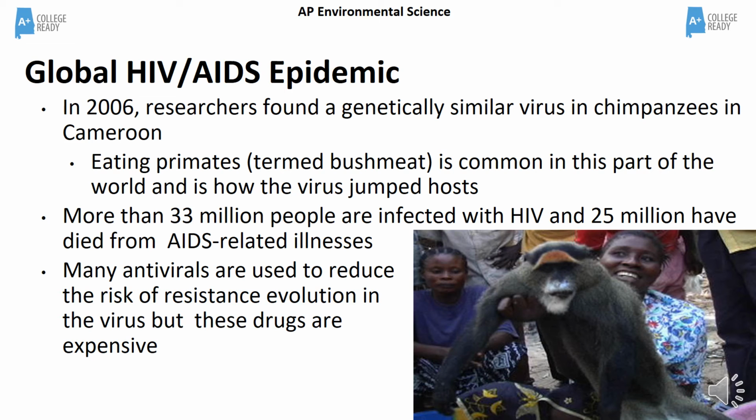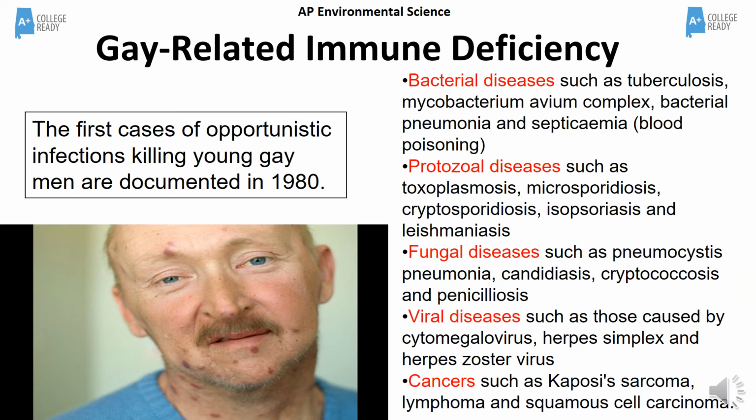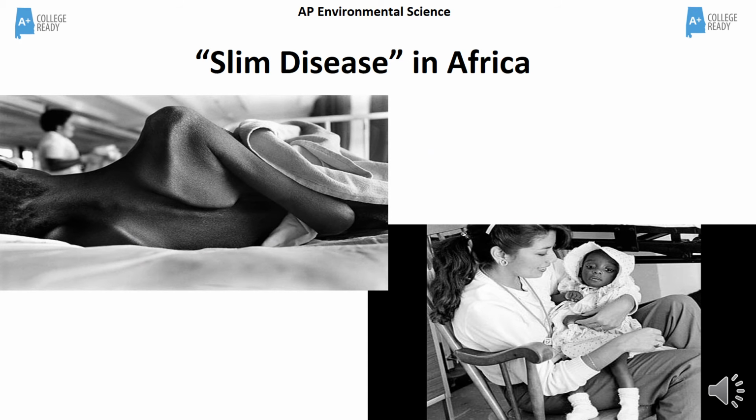In 2006, researchers found a genetically similar virus in chimpanzees in Cameroon. Eating primates, called bushmeat, is common in this part of the world, and it is suspected this is how the virus jumped hosts. More than 33 million people are infected with HIV, and 25 million have died from AIDS-related illnesses. Many antivirals are used to reduce the risk of resistance evolution in the virus, but these drugs are expensive.